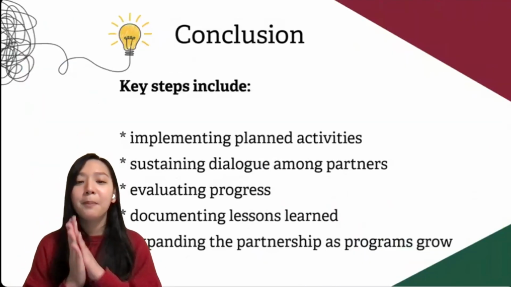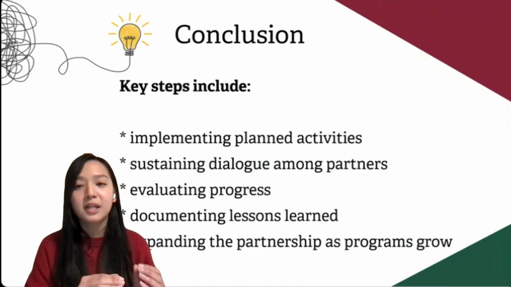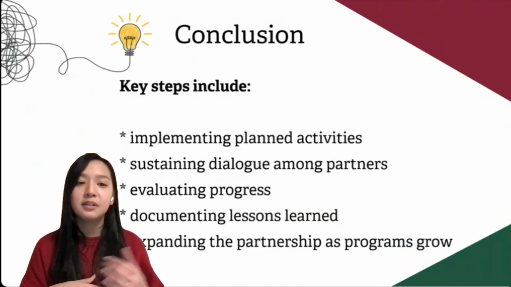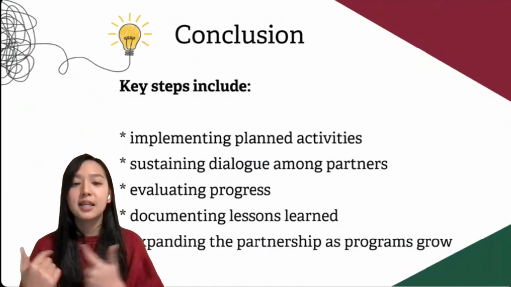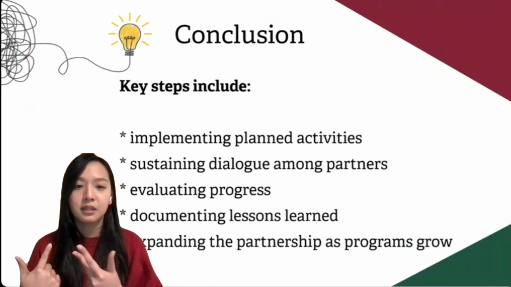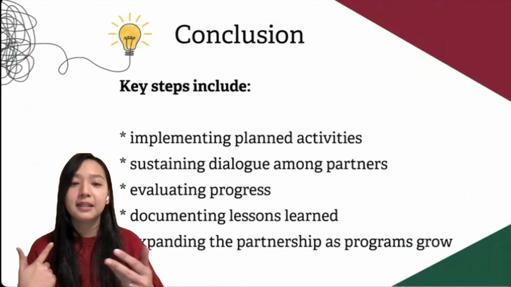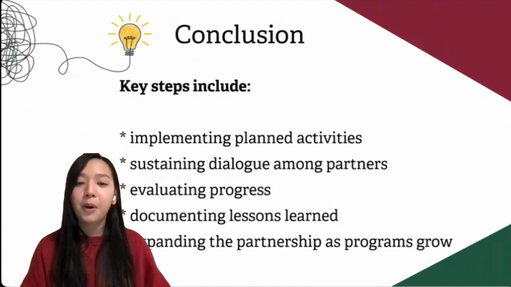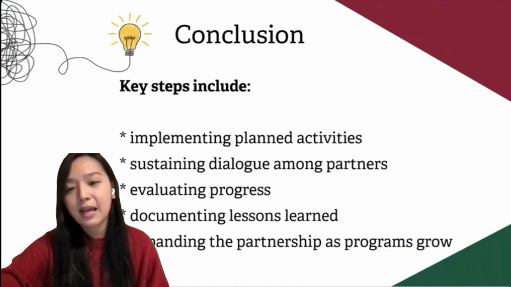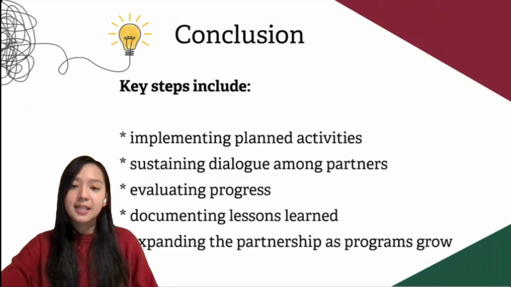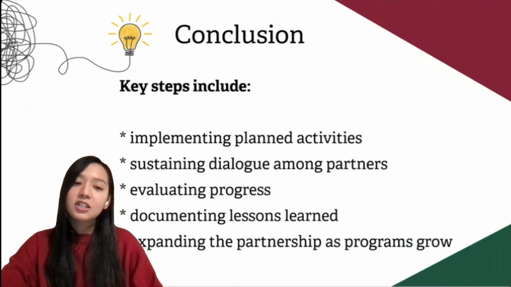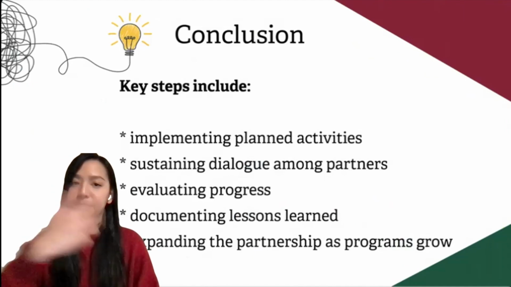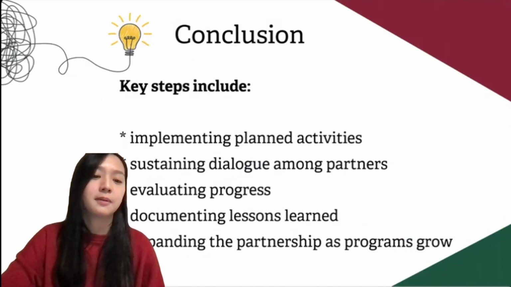Conclusion, so building strong partnerships is an ongoing process that extends beyond initial agreements. So, of course, the key steps include, again, implementing planned activities, sustaining dialogue among partners, evaluating progress, documenting lessons learned, and expanding the partnership as programs grow. So, successful partnerships rely on trust, communication, accountability, and shared learning. When organizations collaborate effectively, they can achieve greater impact and create sustainable development outcomes for communities. So, that's it for my examples on the situation.